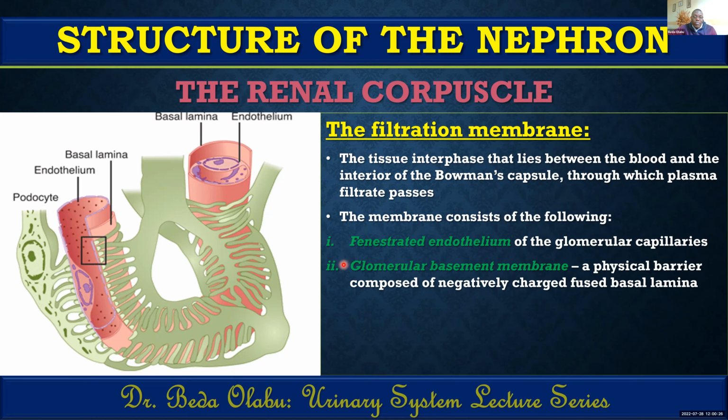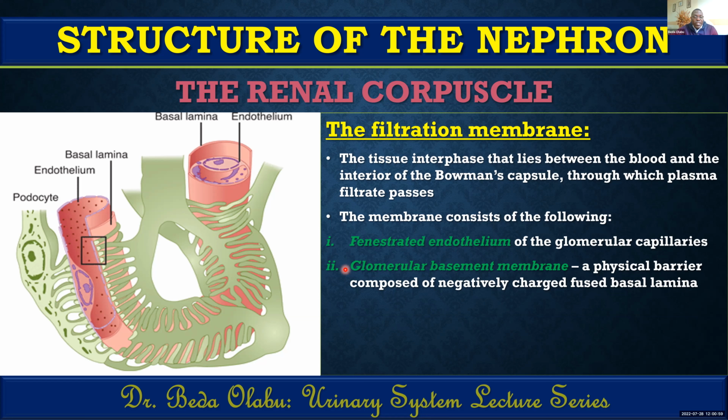membrane. The basement membrane in the glomerulus is a fused basal lamina formed by the basal lamina of the endothelium of the capillaries and the basal lamina of the podocytes, because podocytes are also epithelial cells. So they also have a basal lamina. The fused basal lamina is what we are calling the glomerular basement membrane. This fused basal lamina is actually a physical barrier.